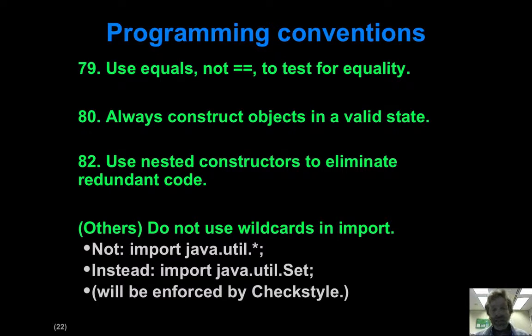Don't say import java.util.star, because that imports that entire package. Always explicitly import the specific classes that you need. That's important as documentation. So when someone is reading your code, they can look at the imports and know exactly what other classes this particular class needs.